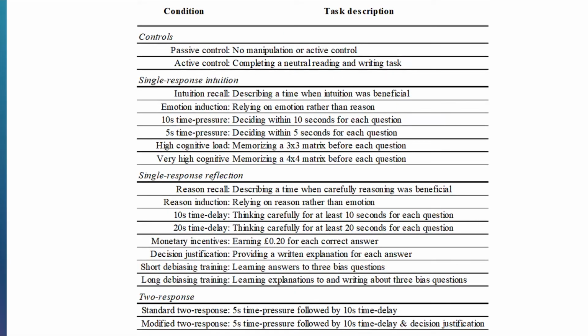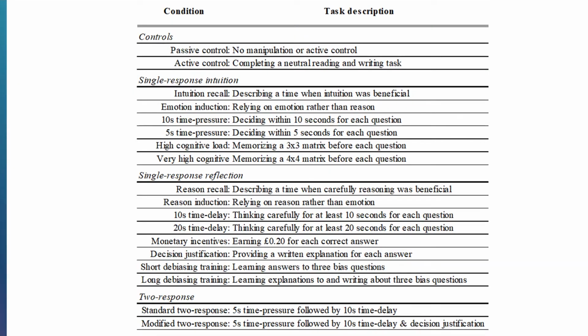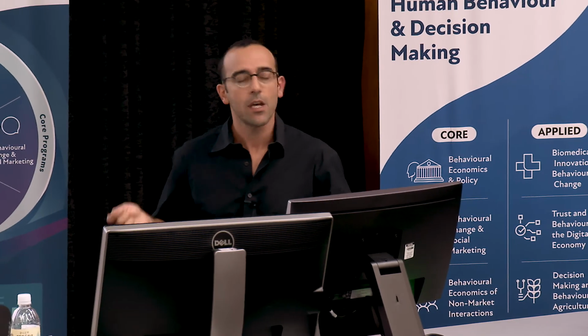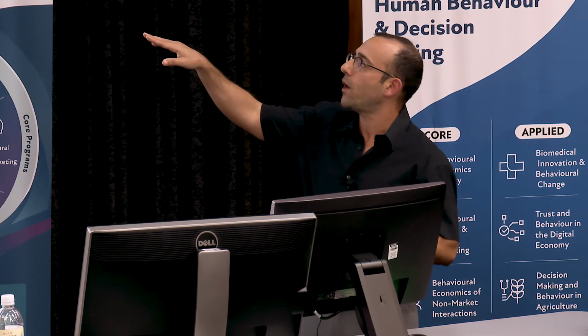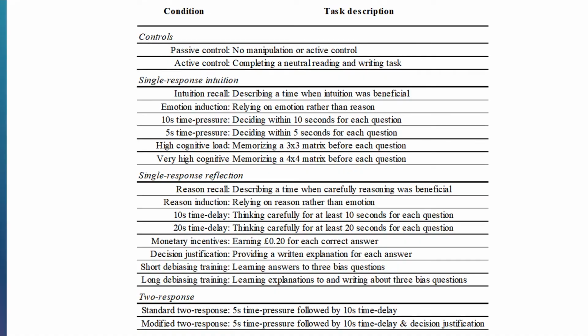Here's a description of those. Let me quickly go over them. We had 2 controls, a passive and an active control. The active control had a writing component because many of the actual manipulations involve writing. In the intuition conditions, we had the recall, which is basically think about an episode in your life where intuition helped, and a similar version of that manipulation we had also for reflection, which is called the reason recall.